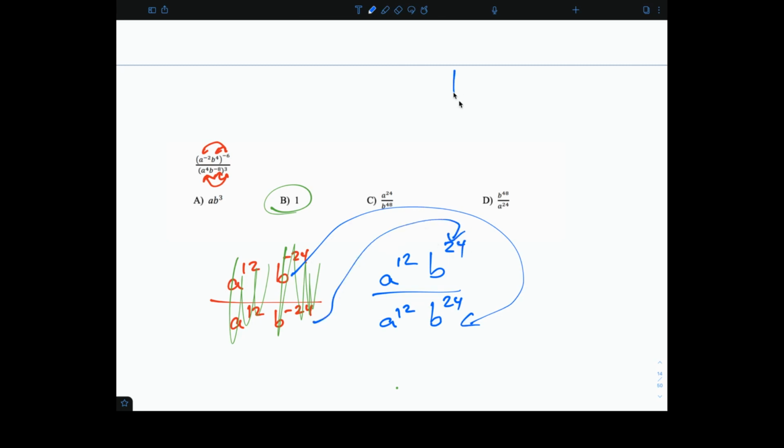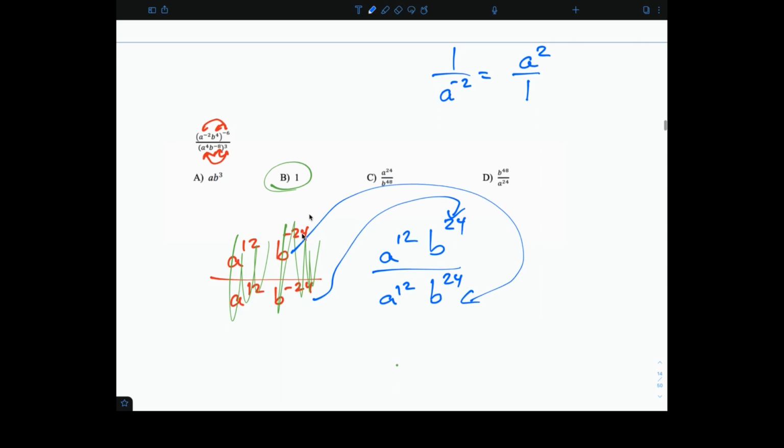Remember, again, when you have a negative exponent, that just means it's the reciprocal. Reciprocal is just a fancy way of switching numerator and denominator. It's a fancy way of saying that. So I hope that makes sense, and let's keep going.